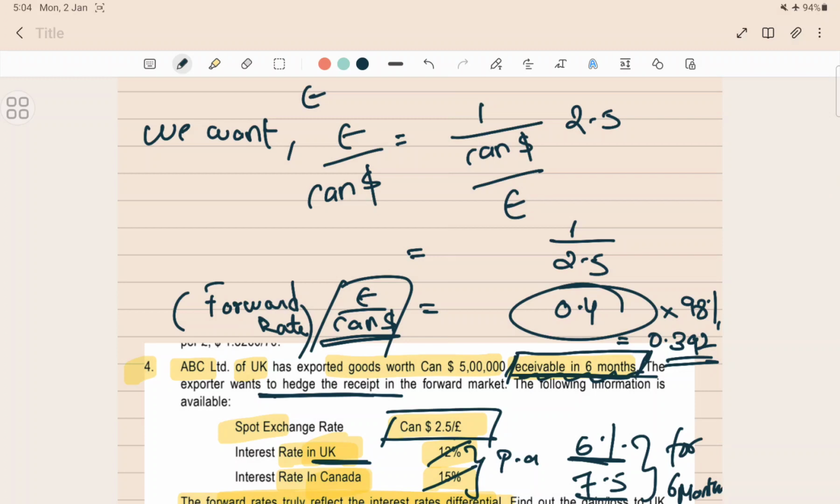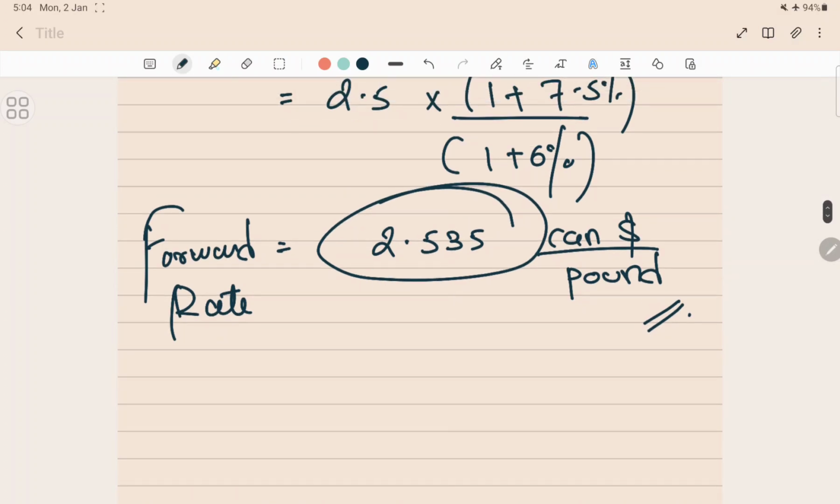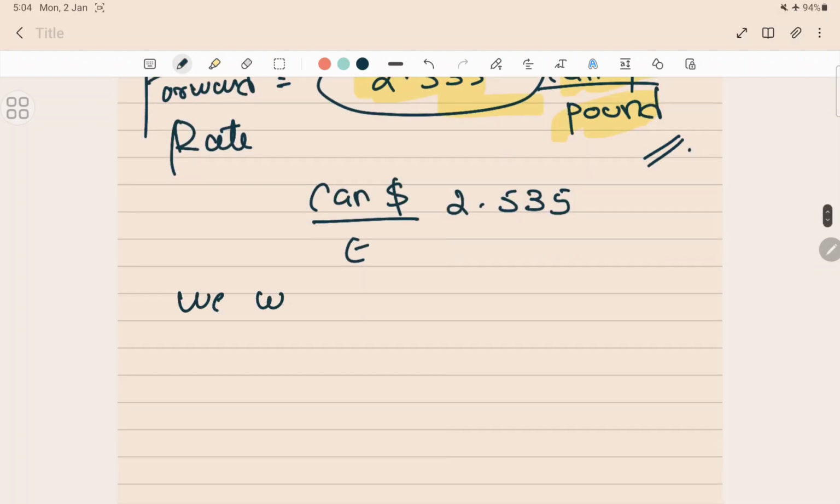That is the rate that we've used to hedge the receipt of Canadian dollar 5 lakh. Which rate was that? We used IRP to calculate it, 2.535. But this is Canadian dollar upon pound. So we have to convert again in order to compare both of these. How do you convert? The rate we figured out is Canadian dollar upon pound 2.535, and what we want is pound upon Canadian dollar.